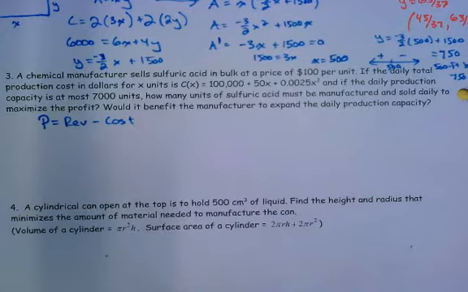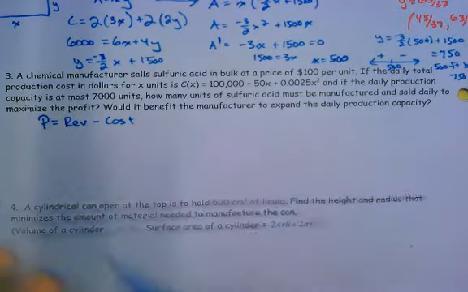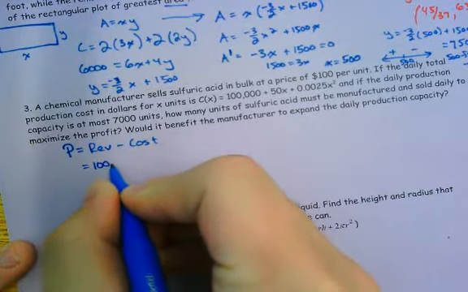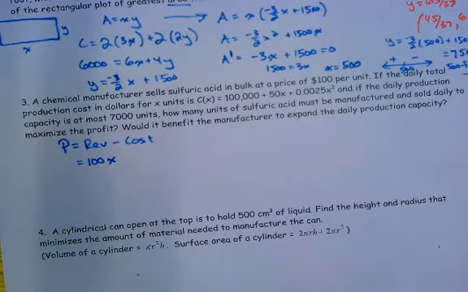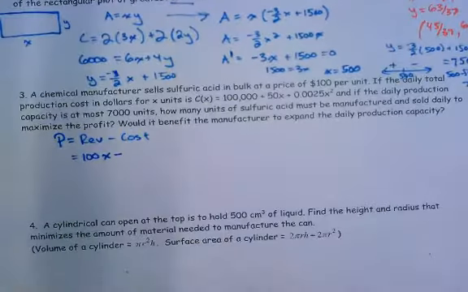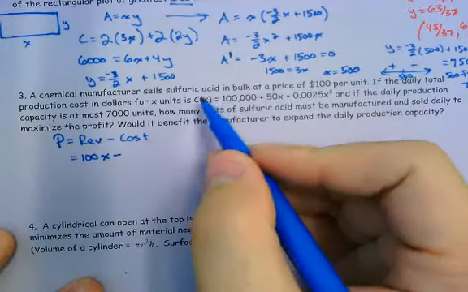What's our revenue? We don't have that. We need to figure that out real quick. It's the first sentence. You're selling it for $100 per unit, so your revenue is going to be 100x. Minus, what's your cost? It gives it to us.